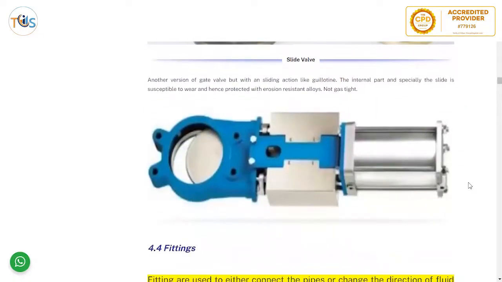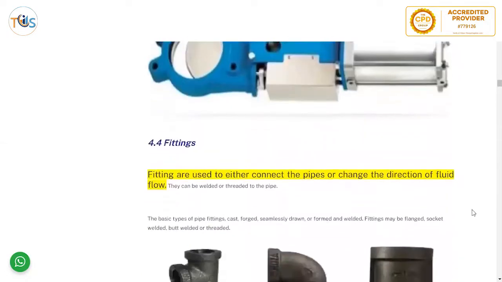Slide valve, it's like a guillotine. Another version of a gate valve, but with a sliding action like a guillotine. The internal part, and especially the slide, is susceptible to wear and hence protected with erosion resistant alloys. Not gas tight. So this is another valve.